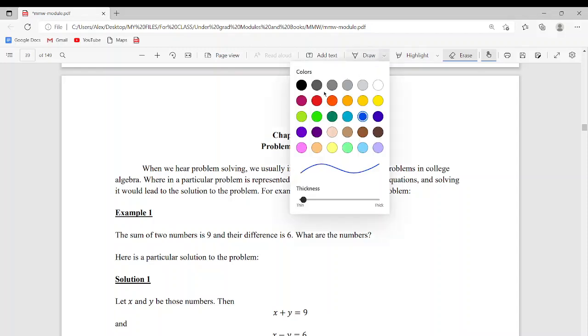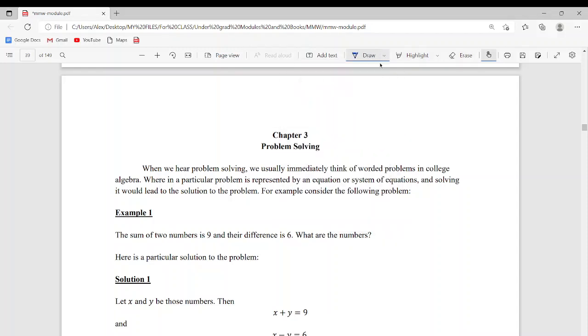About problem solving. When we hear the word problem solving, we are usually thinking about the worded problem in college algebra, or what we call the pre-calculus, where a particular problem is represented by an equation or system of equations, and solving that would lead to a particular solution.